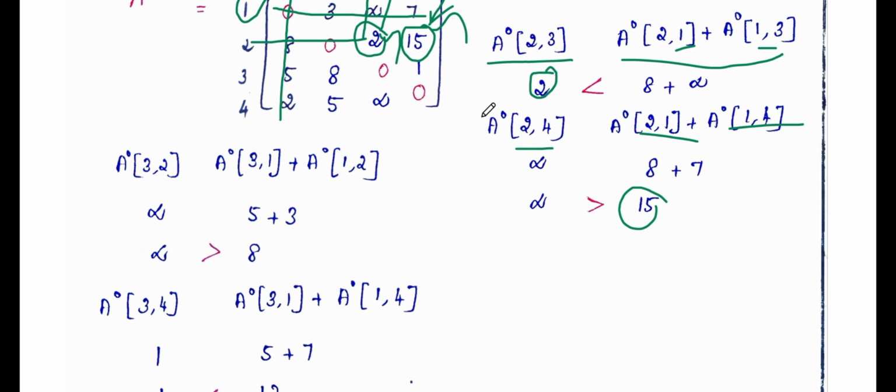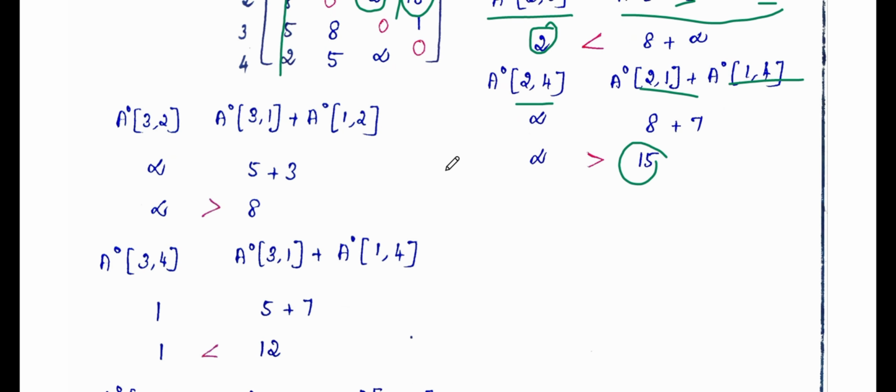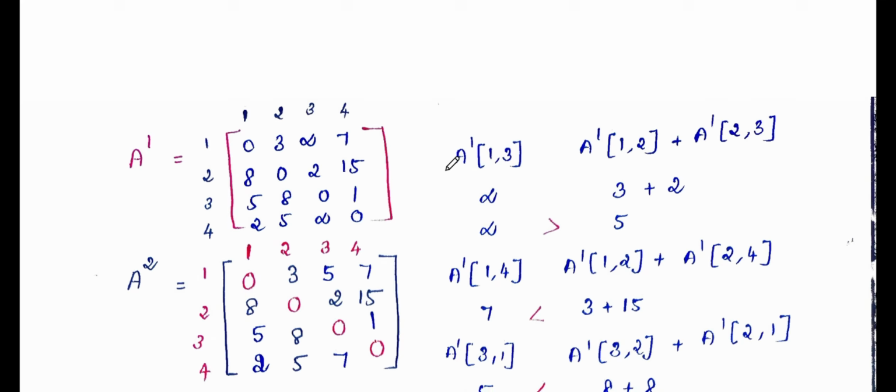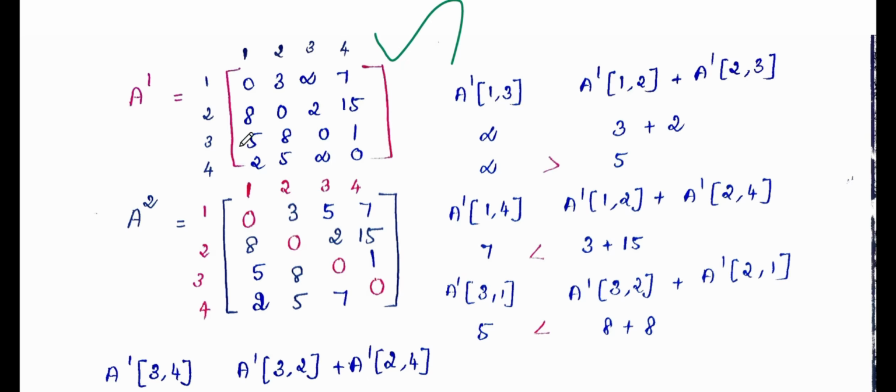You don't need to find the diagonal value because diagonal value is 0, right? So you find all the remaining values, and you update it with the minimum. So this is the matrix after A1. This is the output of A1. This matrix is input to the A2.